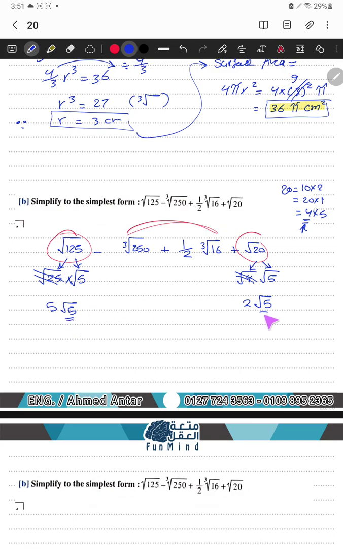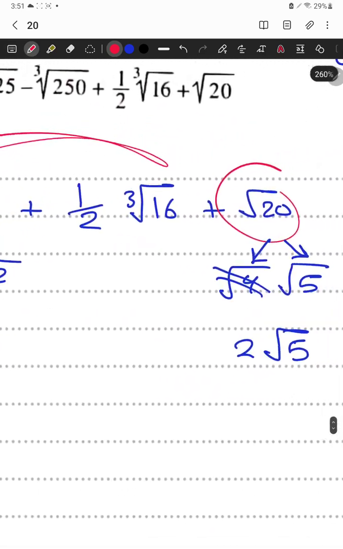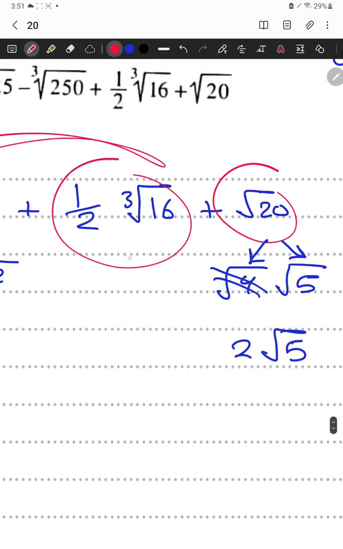Now 2 root 5 and 5 root 5 are alike because root 5 is the same as root 5, so you can simplify them together, but wait for getting these values also. 250 you can get as 125 times 2, so it's the cubic root of 125 and the cubic root of 2. The cubic root of 125 is 5 and the cubic root of 2 is the cubic root of 2 itself. And about this question you can solve it by many ways.